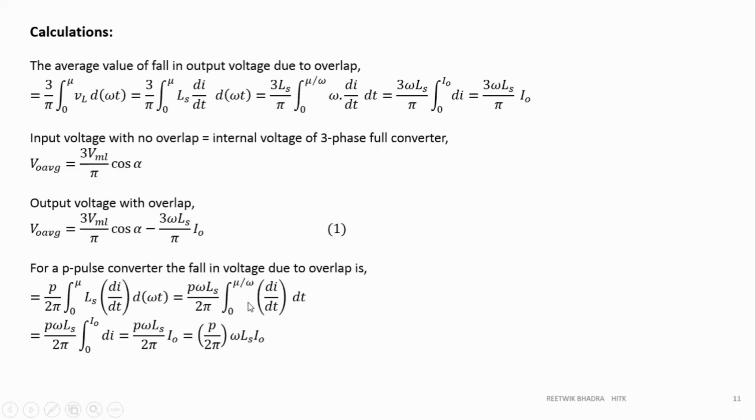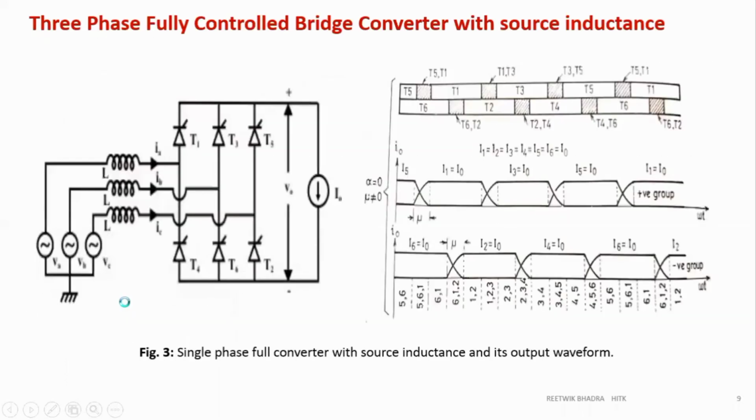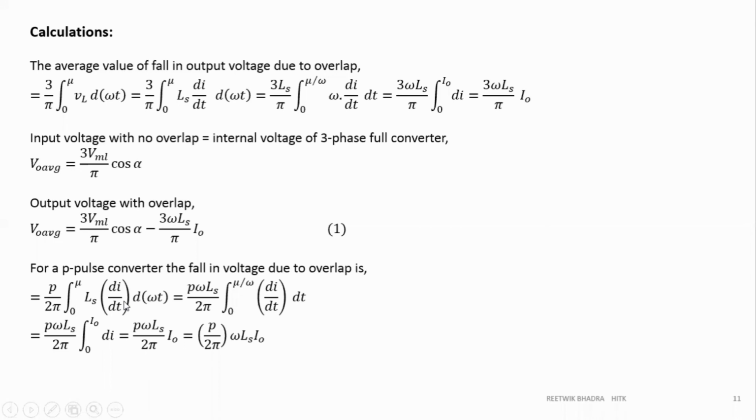Now if you are taking a P pulse converter, you know that we always have a 6 pulse converter. This is a 6 pulse converter. We have studied the 6 pulse converter. If you refer to the book, you can even see the 3 pulse converter also. So if you are having a P pulse converter, I'm generalizing the equations. Instead of 3, what I should write is P per 2 pi cycles, so P by 2 pi.